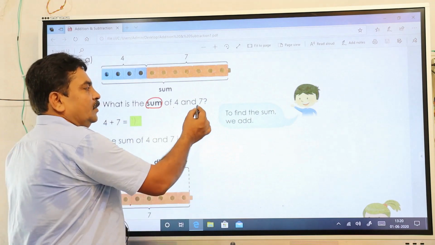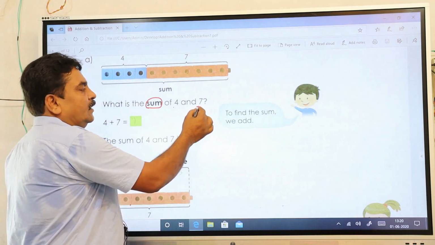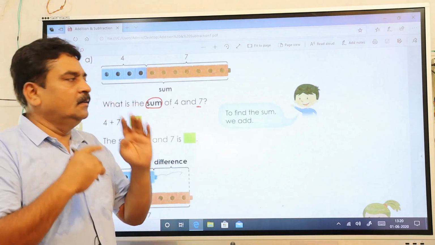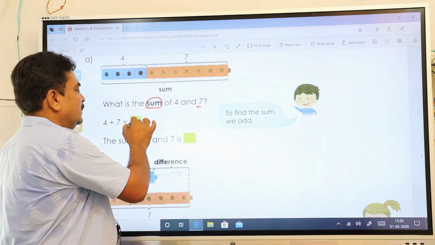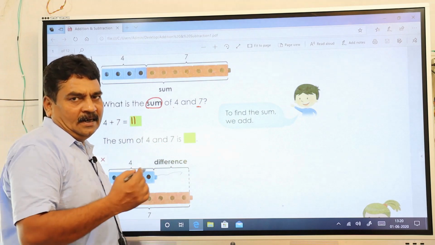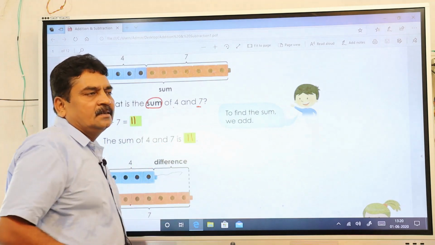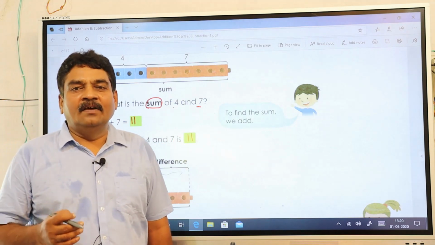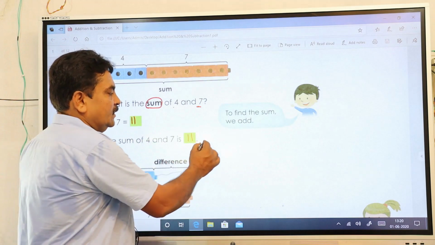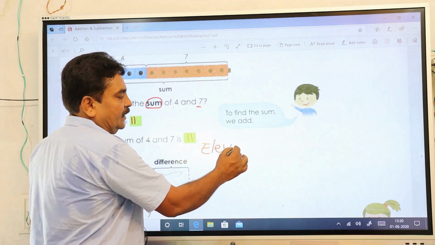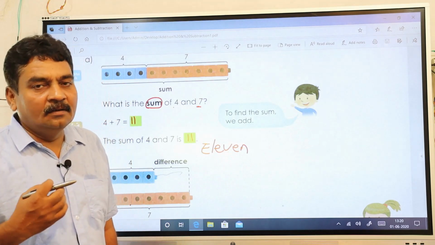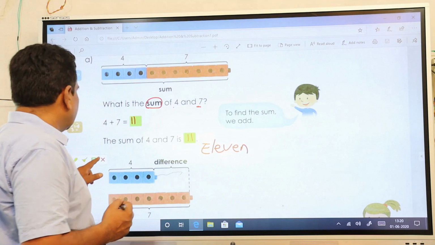So here the bigger number is 7. After 7 you take 4. 7, 8, 9, 10, 11. So the answer is 11. The sum of 4 and 7 is 11. Many students generally say "level." It is wrong. Okay, 11 is spelled E-L-E-V-E-N. So you should pronounce it as eleven, not level. Okay, let's go to the next one.